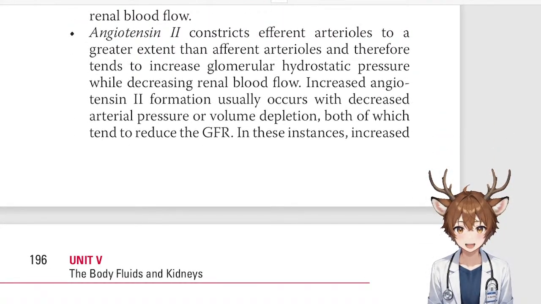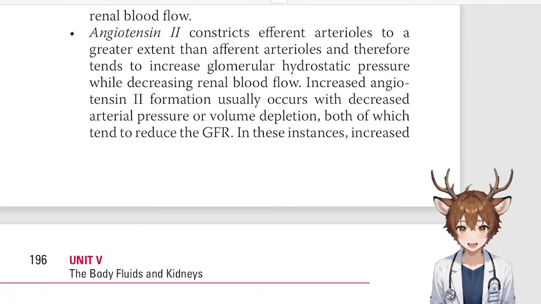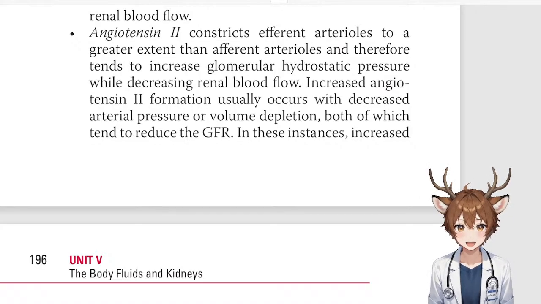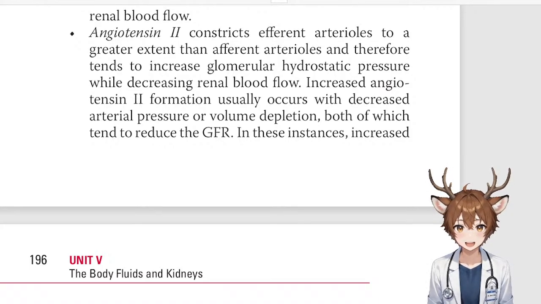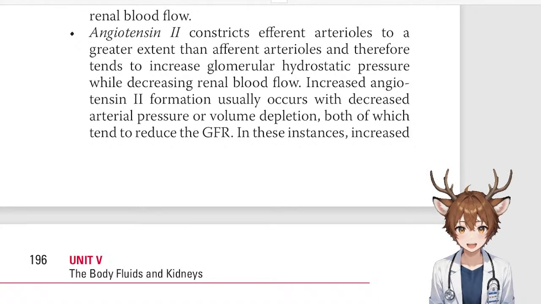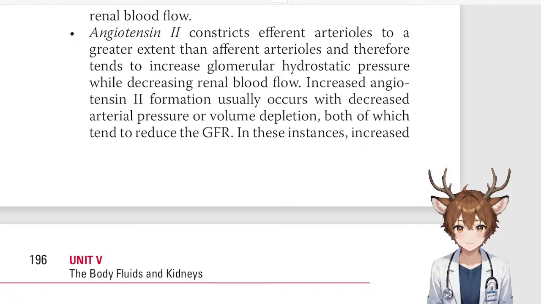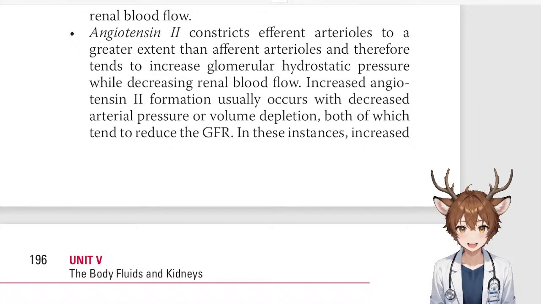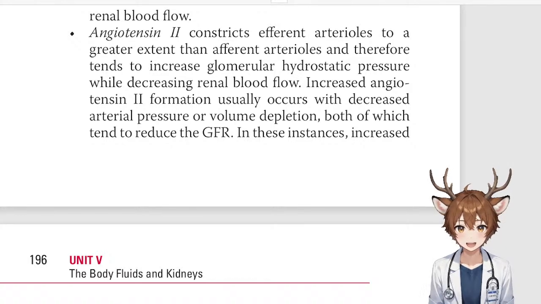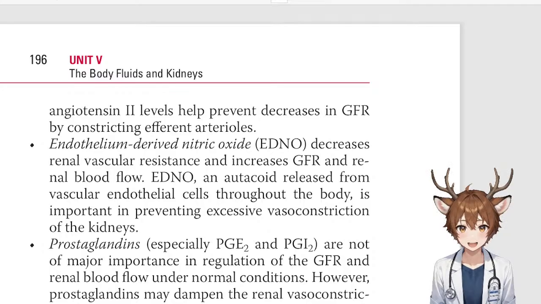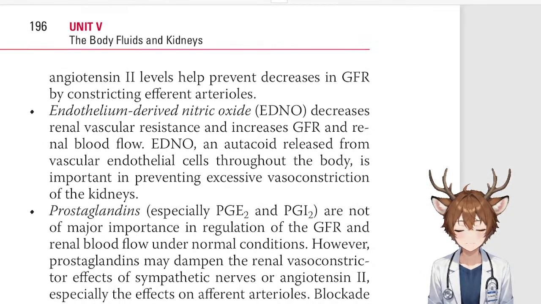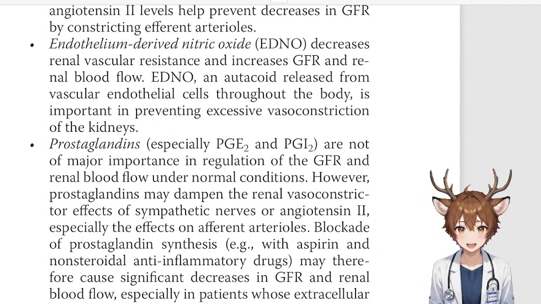Angiotensin II constricts efferent arterioles to a greater extent than the afferent arterioles and therefore tends to increase glomerular hydrostatic pressure while decreasing renal blood flow. Increasing angiotensin II formation usually occurs with decreased arterial pressure or volume depletion, both of which tend to reduce the GFR. In these instances, increased angiotensin II helps prevent decreases in GFR by constricting efferent arterioles. True. Very true.